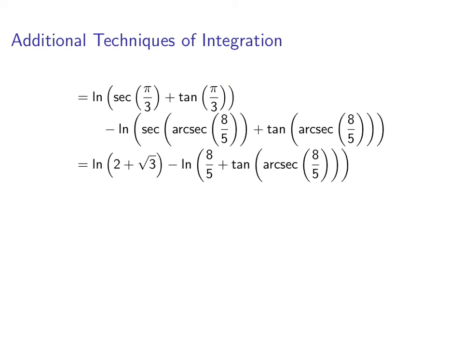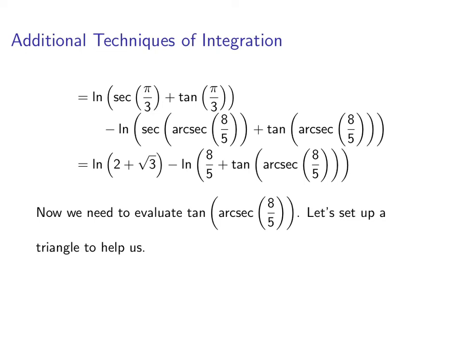So really, what it boils down to is we need to figure out what tangent of arcsecant of 8/5 is. And this can be calculated, so we don't want to leave this lurking around. This does not fall under the no simplification policy. So that's what we're going to work out now. We're going to simplify tangent of arcsecant of 8/5.